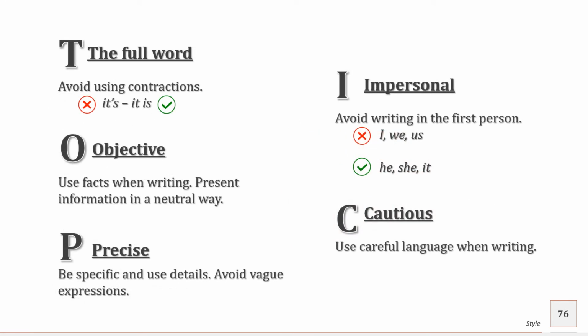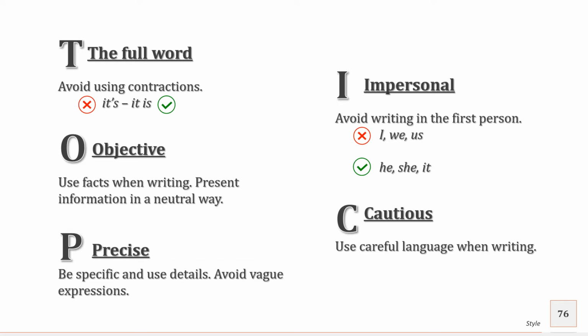Now we will have a look at some examples of each point. T, the full word. You should try to avoid using contractions. Instead of writing it's, use the full words it is. O, objective. Your writing should be kept objective. This means you need to present your information in a neutral way and use facts.